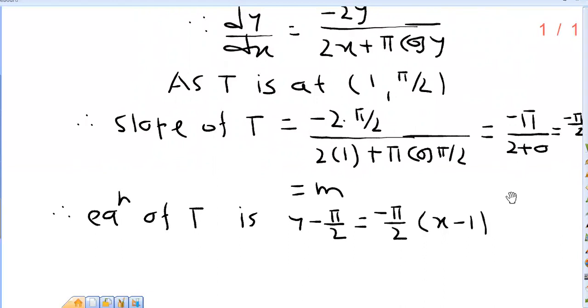Multiply by 2, bring minus pi x to LHS. So it is pi x plus 2y minus 2 pi equal to 0. This is nothing but the equation of tangent.